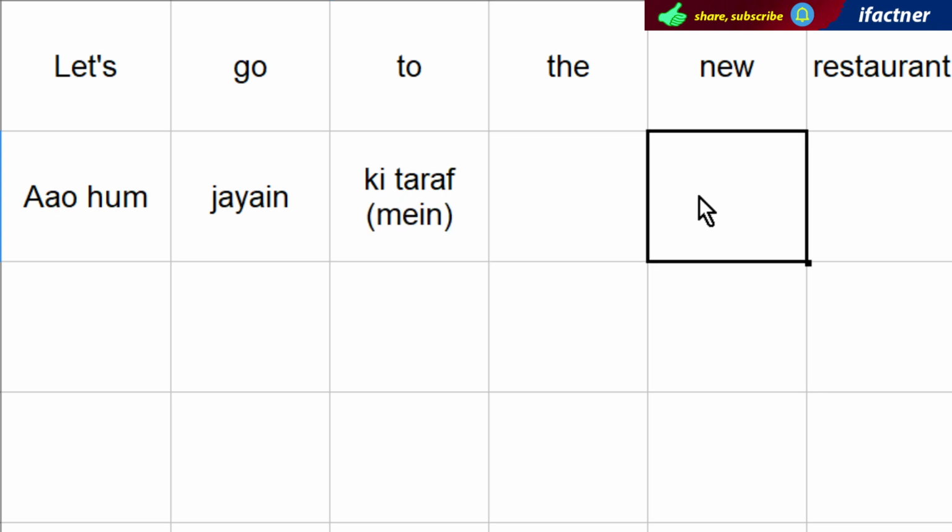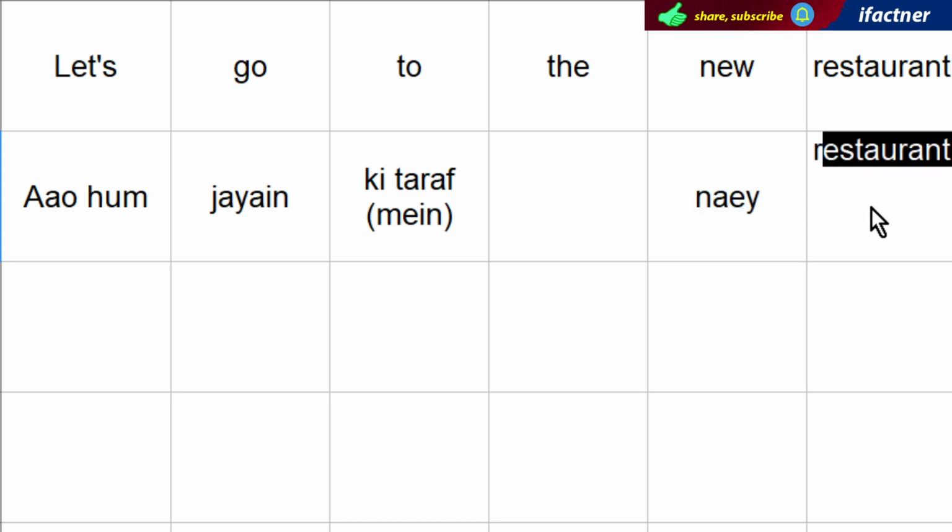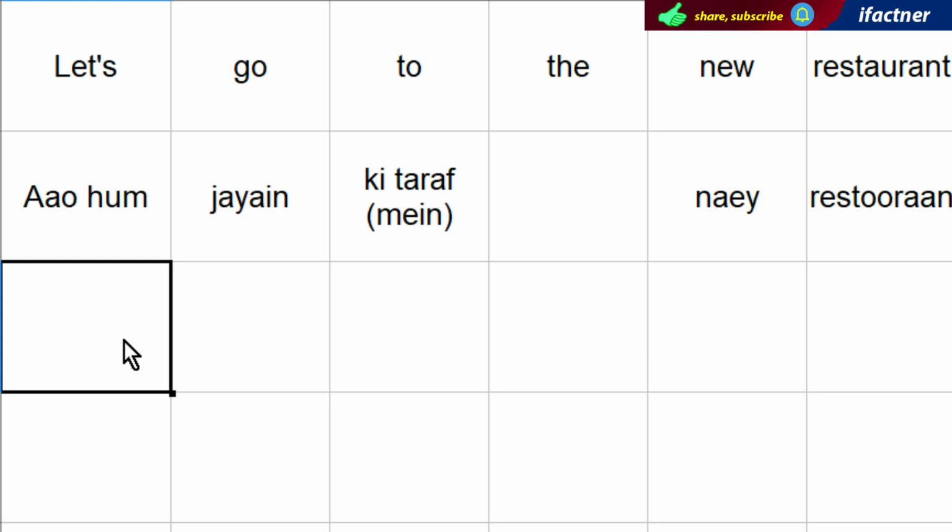And new is नए. Restaurant is restaurant. Now we will type all these words in Urdu language.